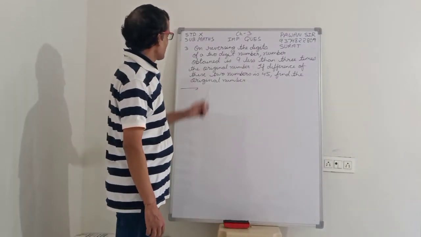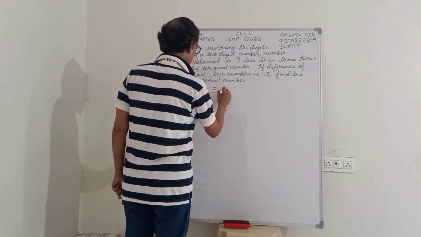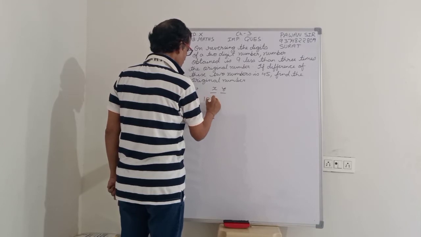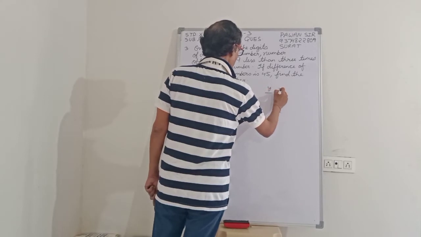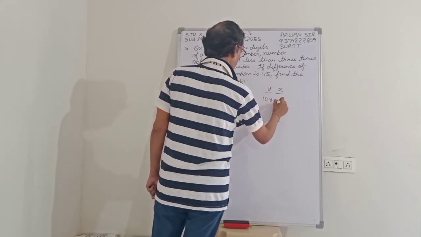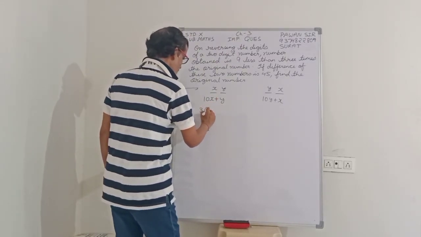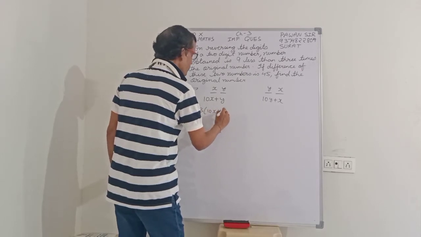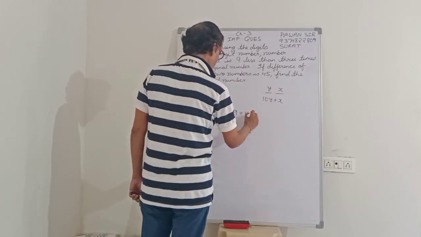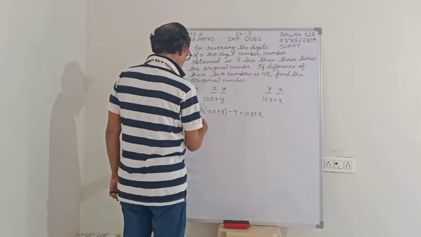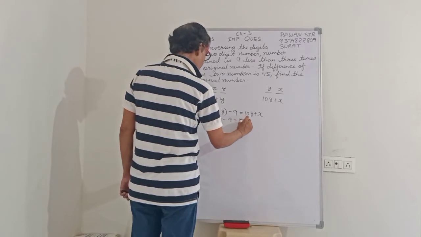Yes, in third sum, the 2-digit number, you can take the number as this one. So this number can be written as 10x plus y. When you reverse the digits, the number will be 10y plus x. Now, when you do 3 times of this and subtract 9 from this, you get this number. So we get 30x plus 3y minus 9 is equal to 10y plus x.